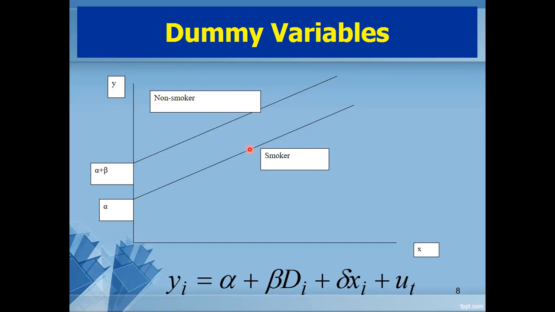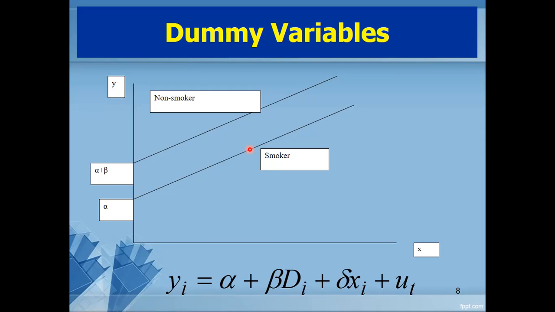Then for sectors, which again has three categories, how many dummy variables should we introduce? We should introduce two dummy variables, right? So this point is very important. The number of dummy variables should be one less than the number of categories of the qualitative variable.